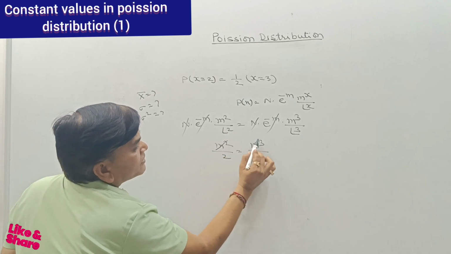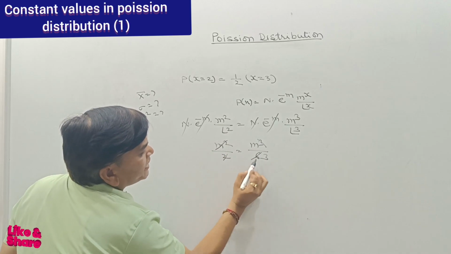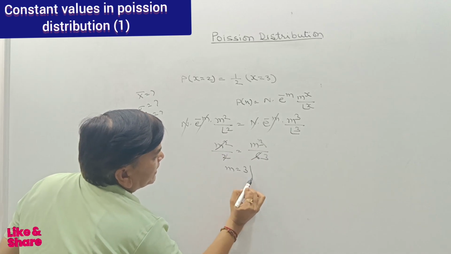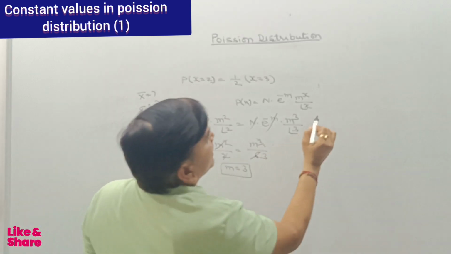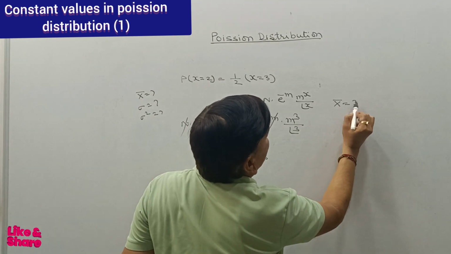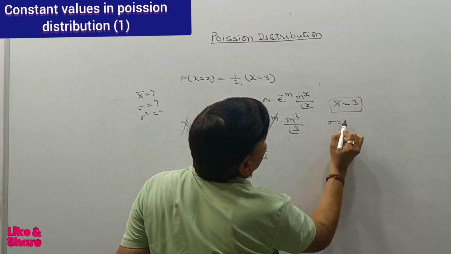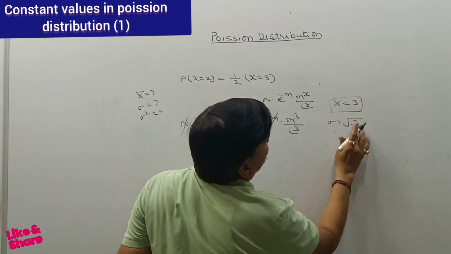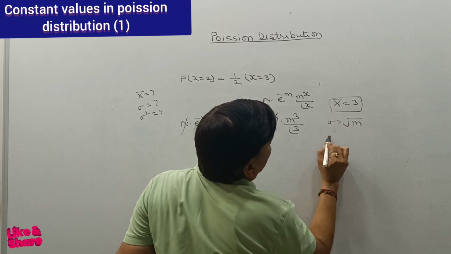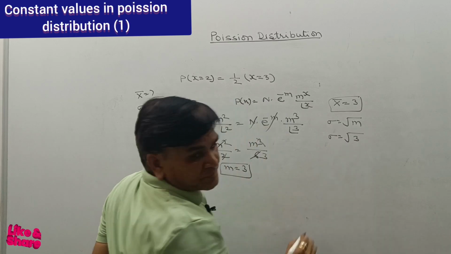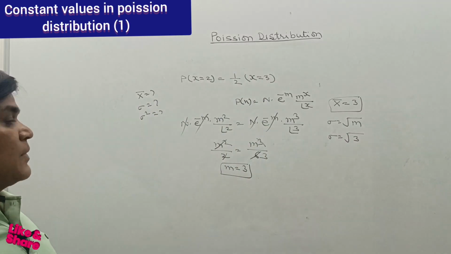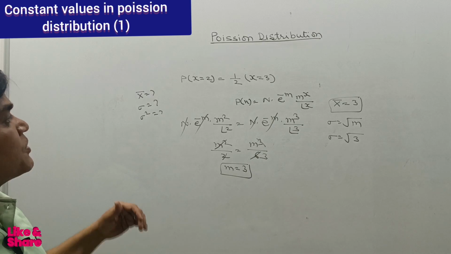So m squared and this is for 3. So m is equal to 3. So the arithmetic mean for this is 3. Standard deviation of this is root m, so standard deviation is root 3. This is what you should learn first.